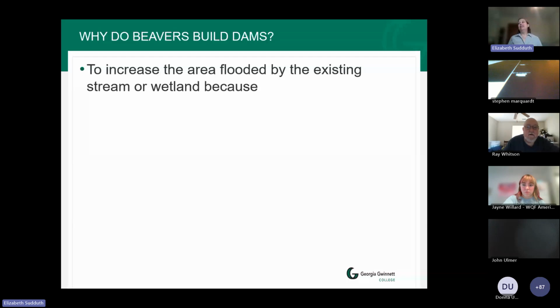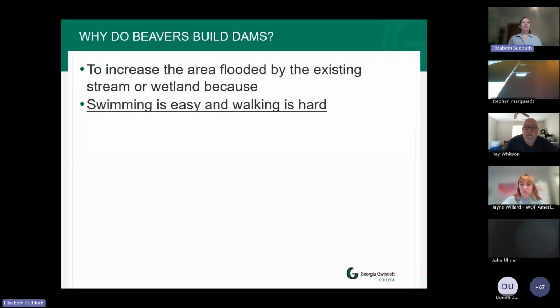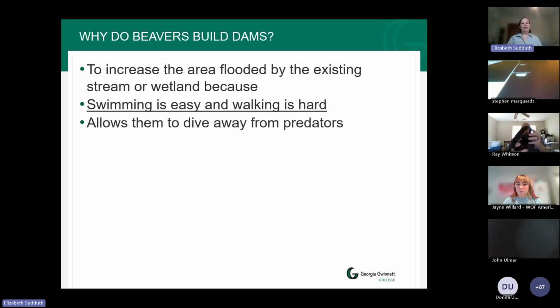Flooding also allows them to dive away from their predators. We do not have, especially here in the Southeast, predators who are eager to get into the water until you go a little bit further south and you get to alligators. Most of our predators do not follow their prey into the water. Obviously, flooding increases their foraging area. It gives them access to vegetation, more and more vegetation. And so as they eat the stuff closer to their home habitat, they will increase the flooding to get to new vegetation.